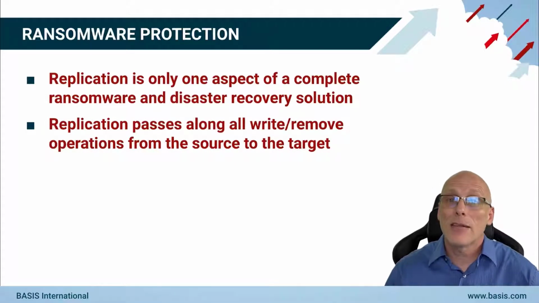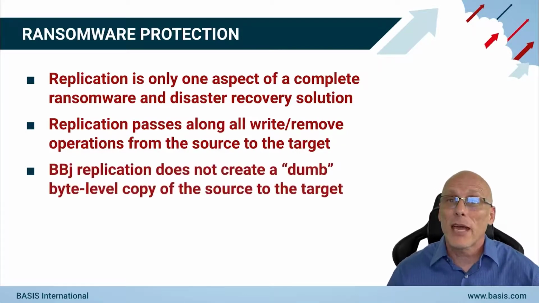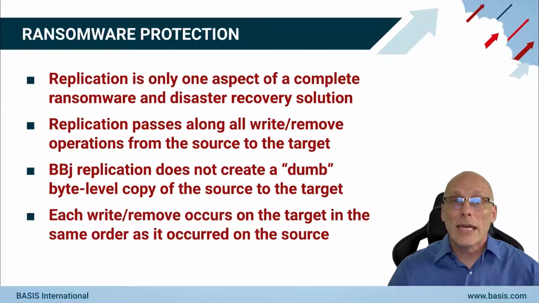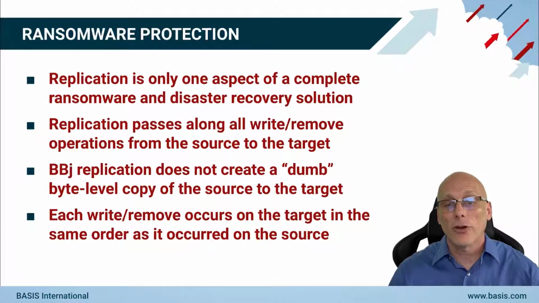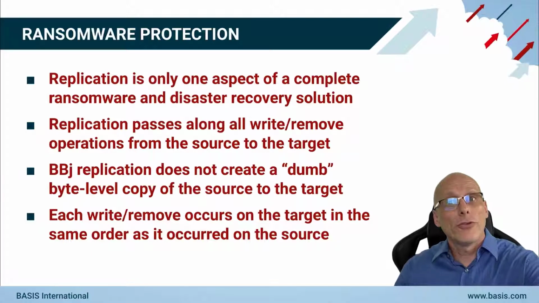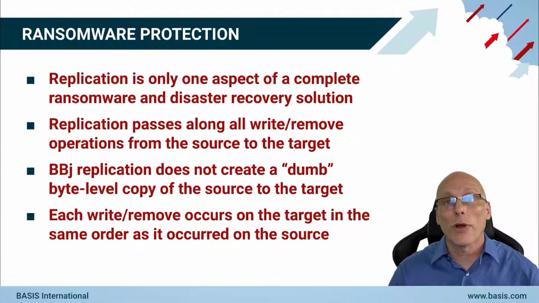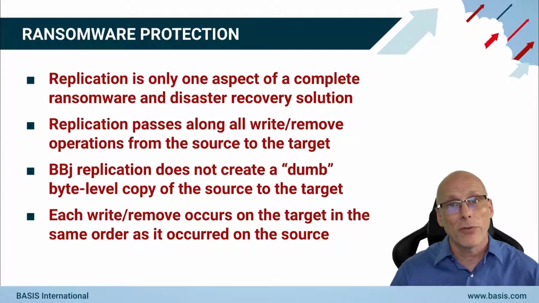Now, replication passes along all of the write and remove operations from the source to the target. And this is an important distinction between another form of replicating your data. BBJ replication does not create a dumb byte-level copy of the source to the target, but rather each write or remove operation that occurs on the source will then be told to occur on the target as well. And it happens in the same exact order as it happened on the source. And that's an important distinction.